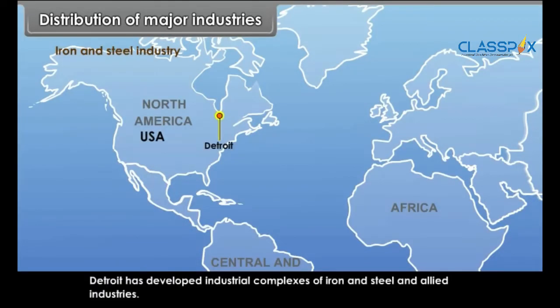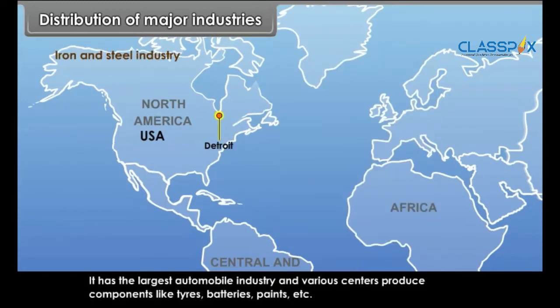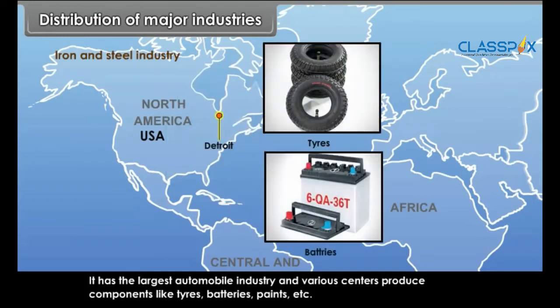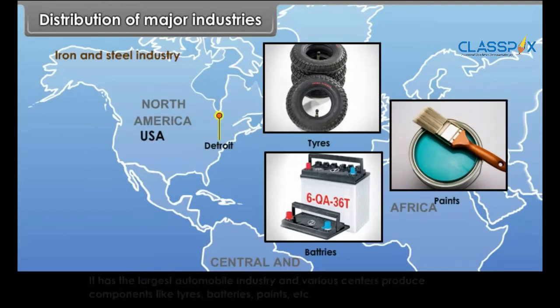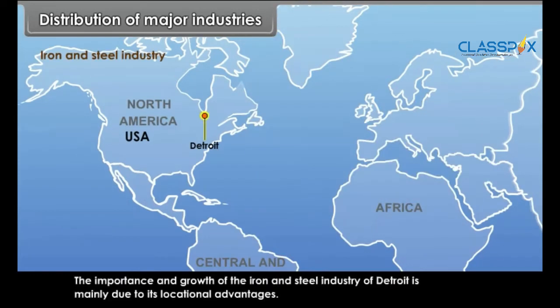Detroit has developed industrial complexes of iron and steel and allied industries. It has the largest automobile industry and various centers produce components like tires, batteries, paints, etc. Detroit is a major industrial cluster of USA. The importance and growth of the iron and steel industry of Detroit is mainly due to its locational advantages.